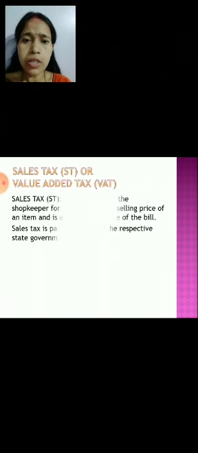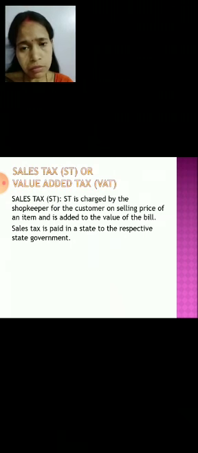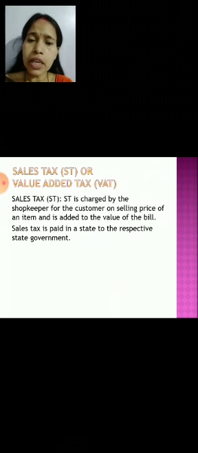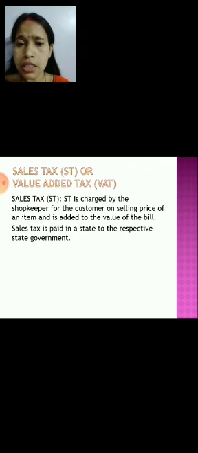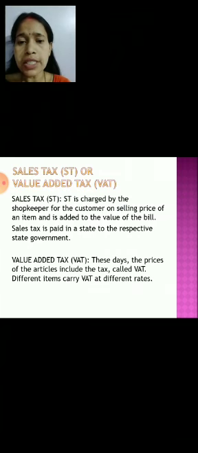Now come to sales tax or value added tax. Everyone is paying tax to the government. So first of all, let us understand what sales tax is. It is denoted by ST, and ST is charged by the shopkeeper to the customer on the selling price of an item and is added to the value of the bill. Sales tax is paid in a state to the respective state government. This tax goes to the government directly.